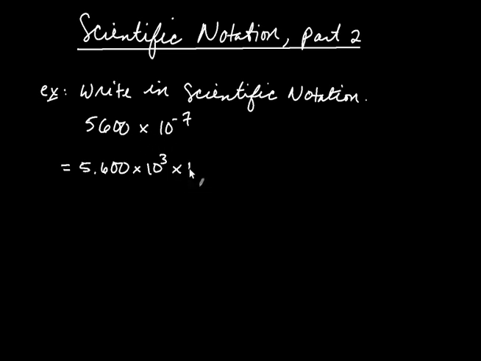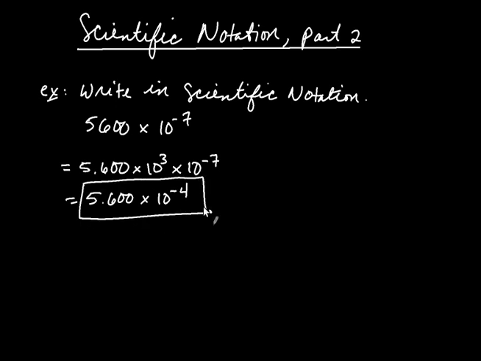Let's write that out. Okay? So what I did is I simply acknowledged that 5,600 could be written as 5.600 times 10 to the third. And now that I've got that, now I can say, wait, these have the same base, a base of 10, so I can add the exponents. So I get times 10 to the, let's see, 3 minus 7 is a negative 4. Okay? And this would be my answer. So now the number's in scientific notation because both criteria are satisfied. Okay, let's try another one similar in spirit to that.